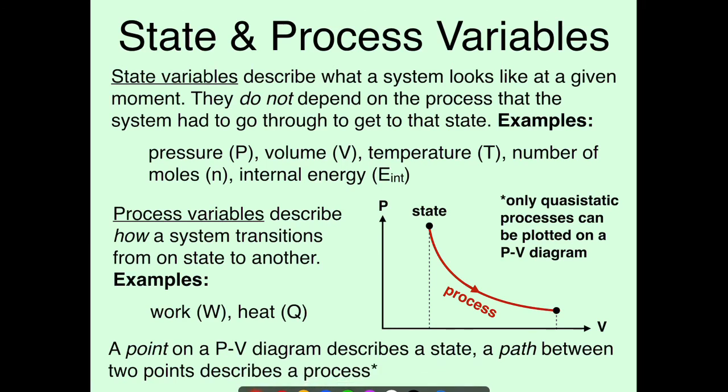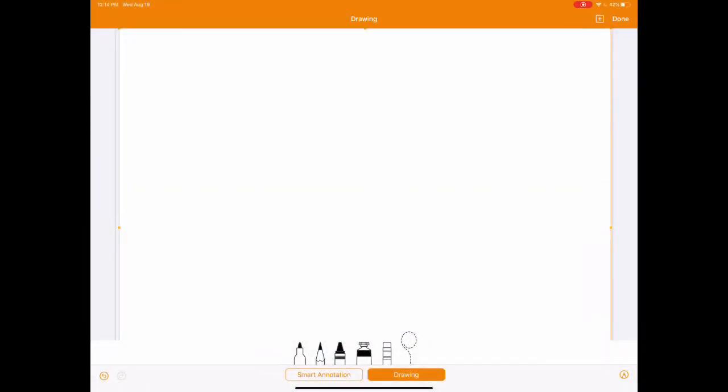So let's sketch this out with a little bit of an example. So again, I want to sort of flesh out the difference between state and process a little bit more clearly. So let's go to a PV diagram. And let's say that this point will be our initial state. So our gas starts off with this pressure and volume, this point. And it ends up over here. So this will be the final state.